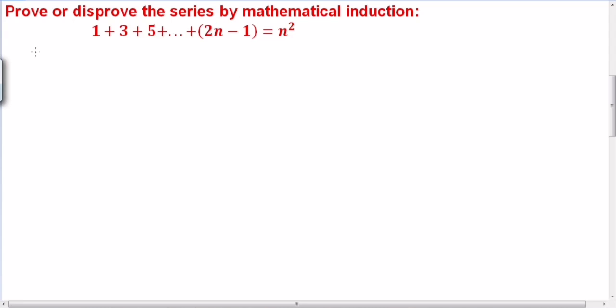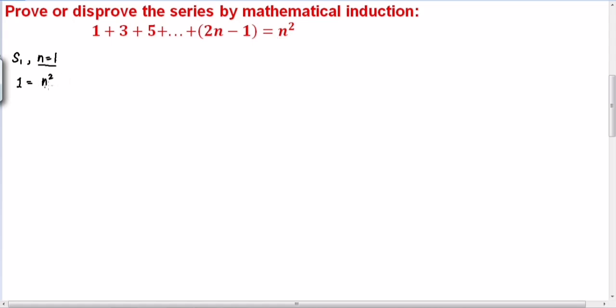So, ang una niyong gagawin is to prove it using yung S sub 1, S sub 2, and then S sub 3. So, pag sinabi natin S sub 1, syempre, ang gagamitin natin na n is 1. So, pag sinabi natin S sub 1, sum daw nung unang term. So, since S sub 1 lang naman, ito lang yun. So, 1. So, 1 is equal, equal daw yan sa n squared.